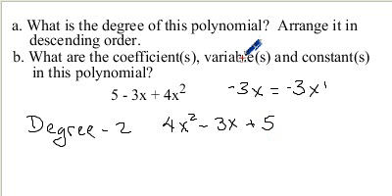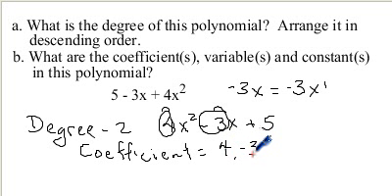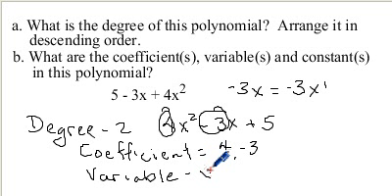Then it says, what are the coefficients, variables, and constants in this polynomial? Now the coefficients are the numbers that come before a variable term. So in this case, we have 4 here before the x squared, and we have negative 3 before the x. So our coefficients, the number the variable is multiplied by, are 4 and negative 3. And variables, we only have one variable in this polynomial, and that's a variable of x. There's no y or z or anything else.